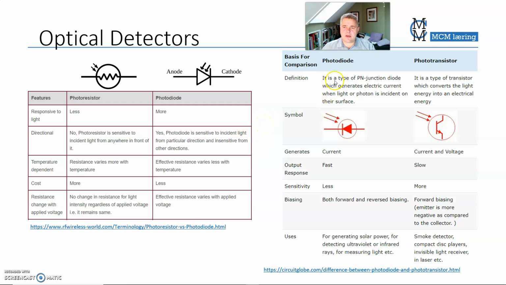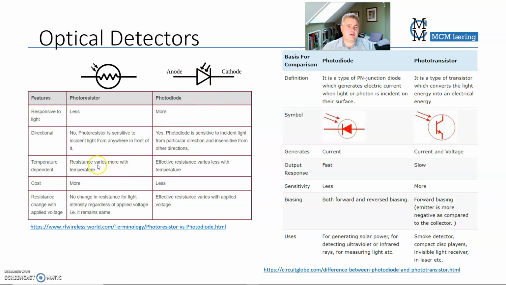On the optical detectors, I'm not going to go into the technology of how they work, but you basically have three different types. You have something called a photoresistor, something called a photodiode, and something called a phototransistor. So this table here is a comparison of the photoresistor compared to the diode, and then you take the diode and transistor in the last table. The photoresistor is more responsive to light, so it is more sensitive. It's more directional, which can be positive and can be negative. If you don't know where your light is coming from, you should go for the photoresistor. But if you want to protect it from false lights from other directions, you should use a diode.